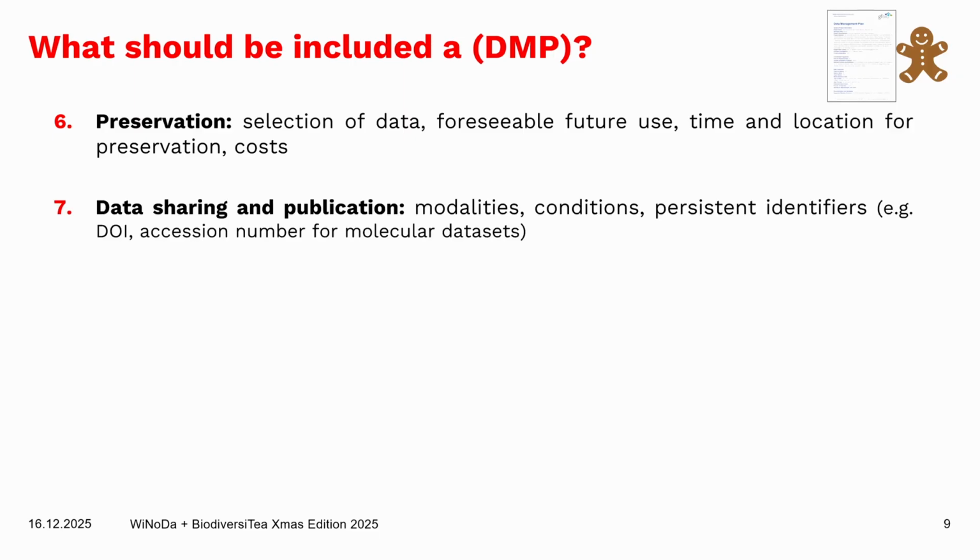And when it comes to data sharing and publication, you should also add how you're planning to share your data and which platforms you're going to use. If it's through a journal, which is a common practice, then you will need to assign a persistent identifier, or if you're going to use other means to share your data.